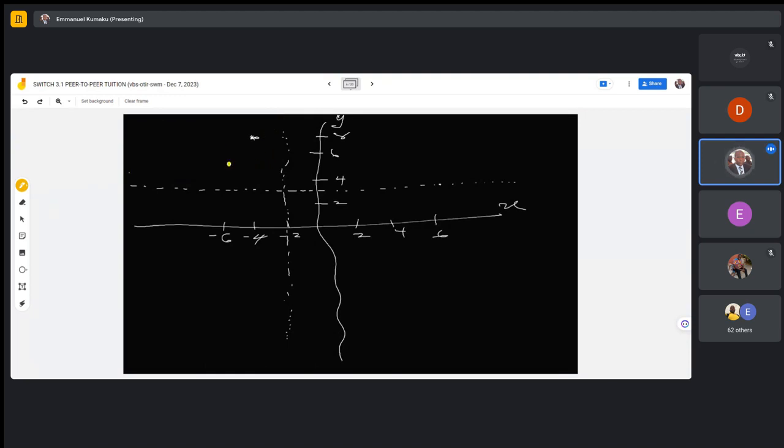We shouldn't touch the asymptote. Good. Something like this. Then we'll go to the right side. The right side we can use 0. 0 will make it simple.